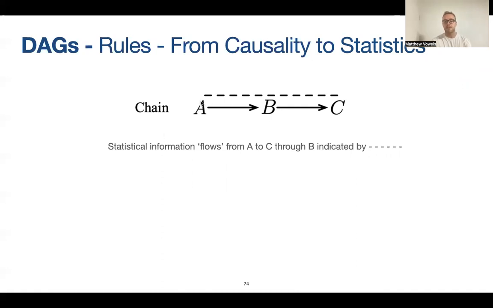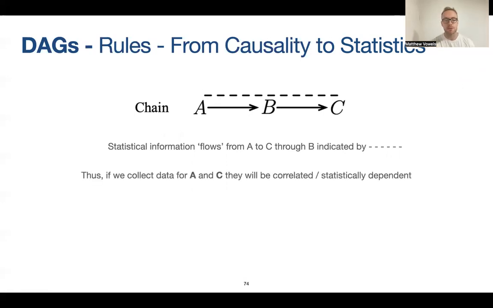We see that statistical information flows from A to C through B, and this is indicated with this dashed line here. This is supposed to indicate that a statistical dependency exists. So for instance, A is related to B, so we've got this statistical dependence line through B. B is related to C, so we've carried it on from B to C, and also A is related to C as well. So we have this statistical dependence that exists between all three of these variables. So if we collect data for A and C, they will be correlated or statistically dependent. If we collect A and C, and we have two columns in our data set, we look at the correlation between them. Indeed, that correlation will be non-zero. And this dependence arises as a result of this particular causal structure.